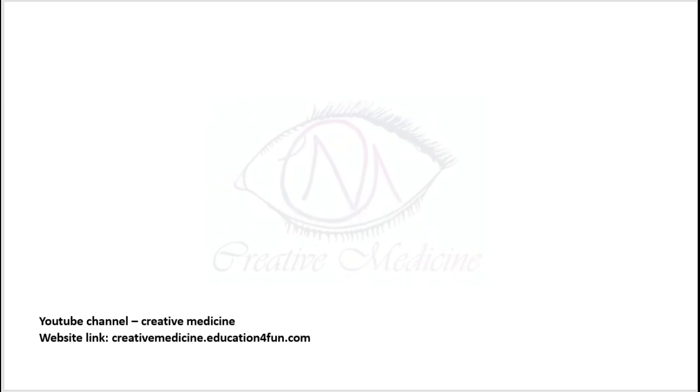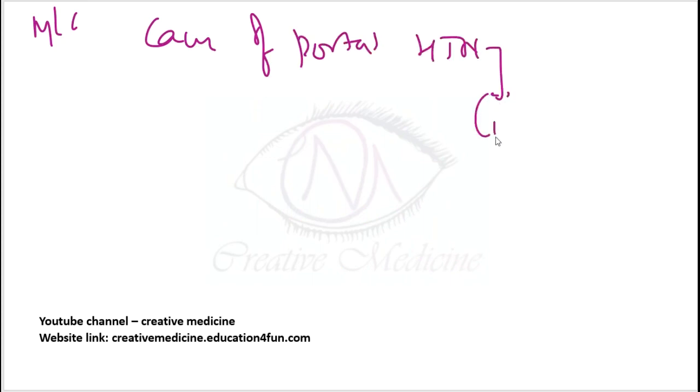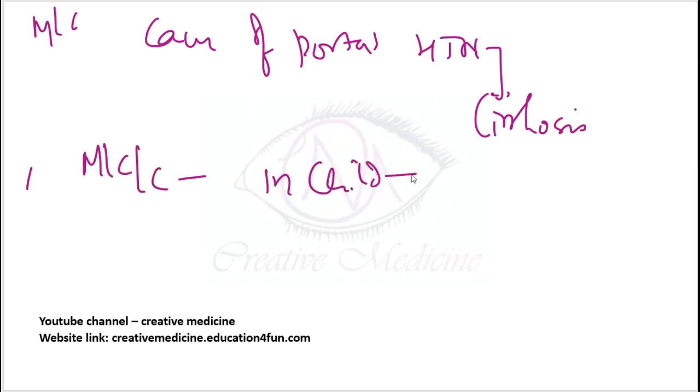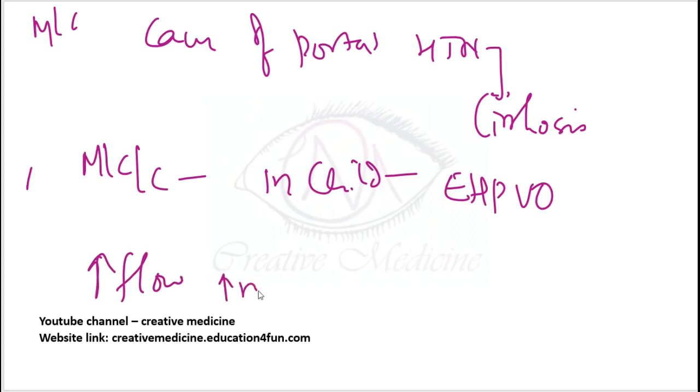If you were asked what is the most common cause of portal hypertension in patients worldwide, it is cirrhosis. If you were asked what is the most common cause of portal hypertension in children, it is extrahepatic portal venous obstruction. The causes of increased pressure can be due to increased flow or increased resistance. Any of these can result in portal hypertension in these patients.